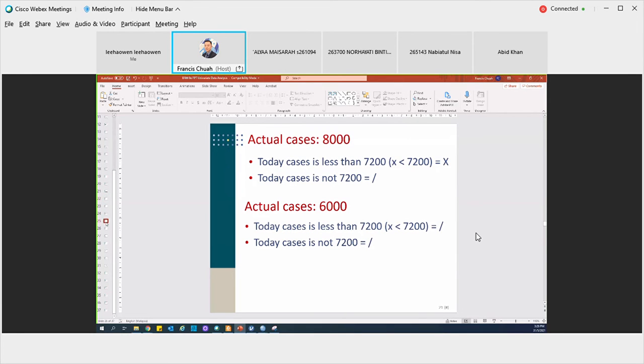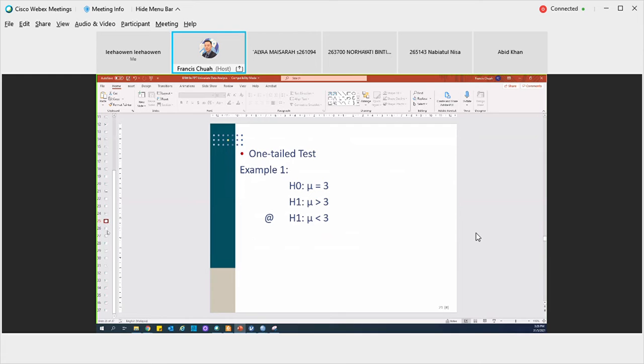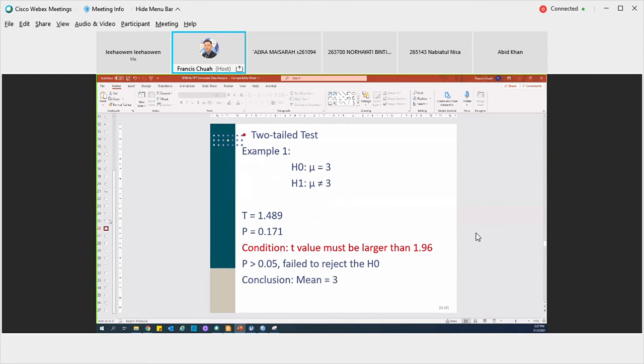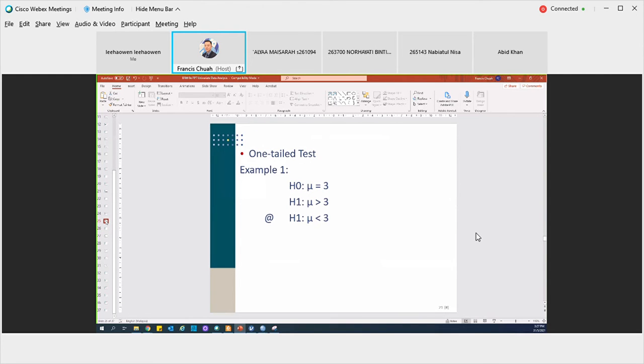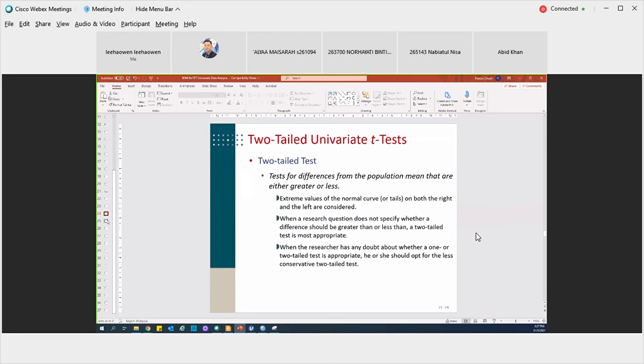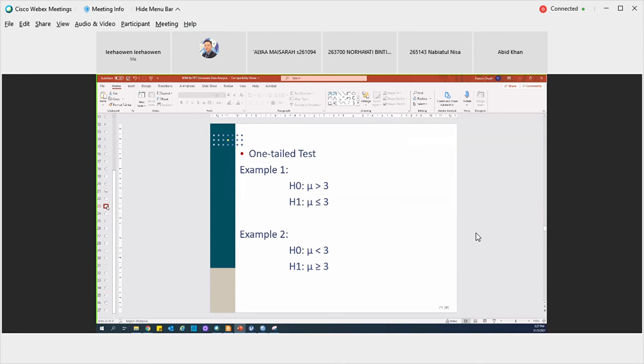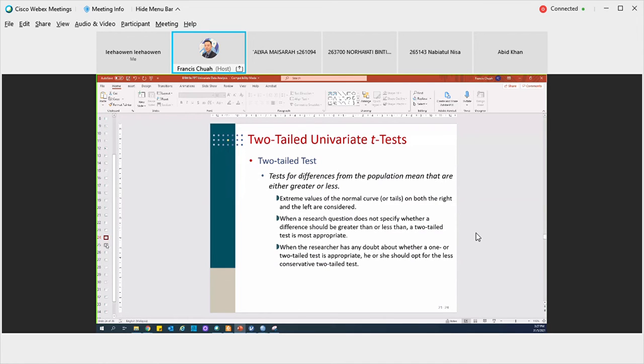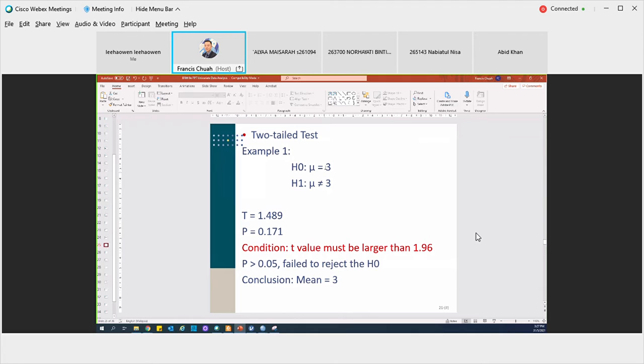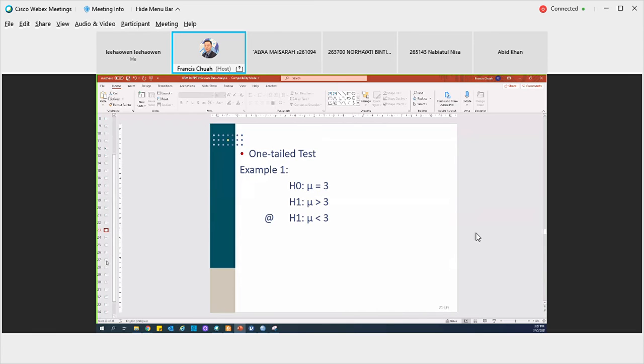And for two-tail analysis, it looks like this. So one tail, it is either bigger or smaller, and then the two-tail analysis, it will be equals or not equals 3. Okay, so there are conditions that you need to follow.